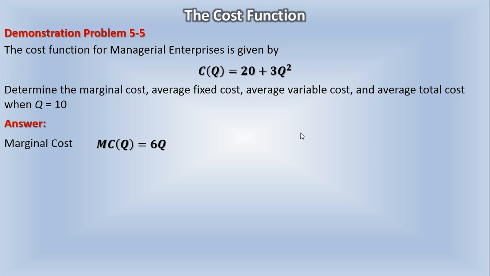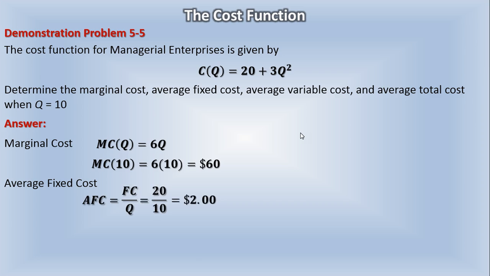We're looking for marginal cost of 10 units. So plugging in 10 units there, that gives us $60. That means that if you're producing 10 units, if you produce one more unit, it's going to cost the firm $60. Marginal cost of production. Average fixed cost. So again, we know our fixed cost is equal to 20. Divide that by 10. That's going to get us to $2. So our average fixed cost of production at 10 units is $2.